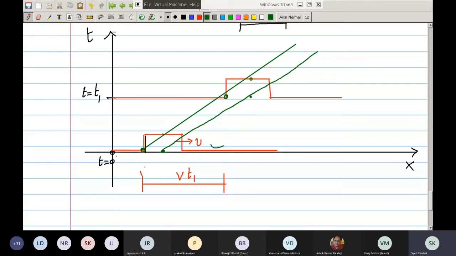So what I'm trying to say is that along this line, the value of temperature remains the same. So along these lines, the value of temperature, let's say theta is temperature, is constant. And this line is what we call a characteristic line.